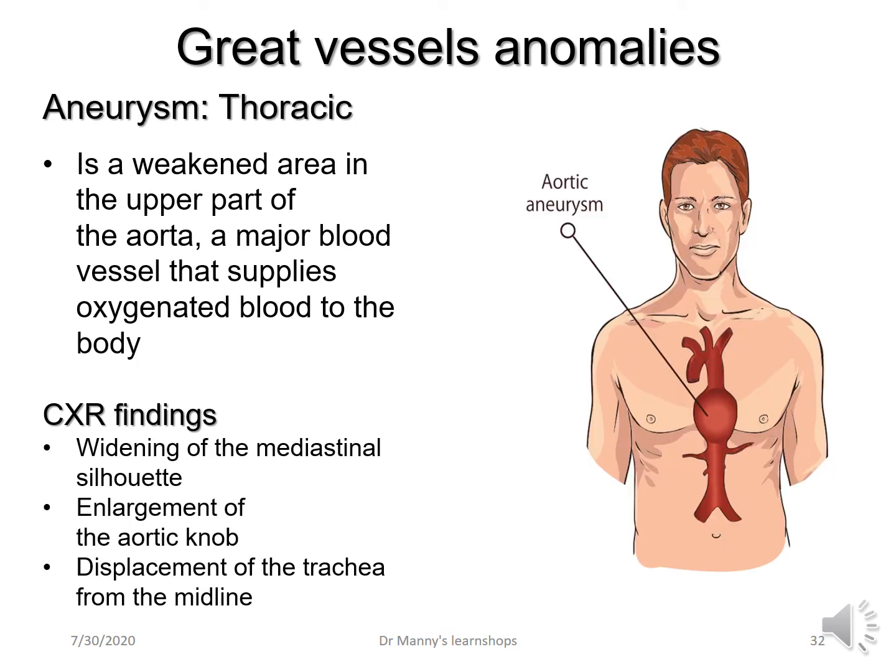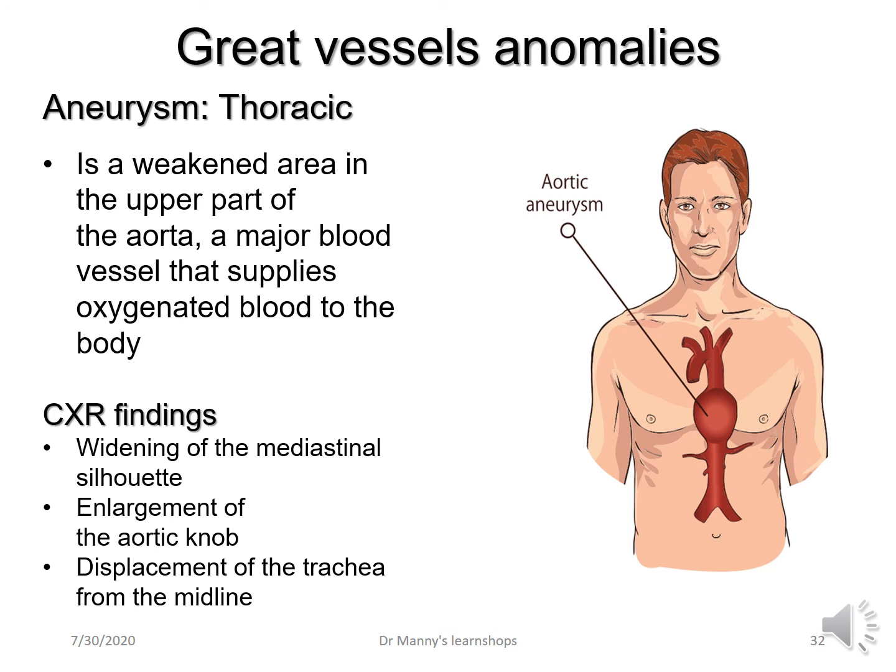Then you've got more common anomalies related to aging adults, and a thoracic aortic aneurysm is one. A thoracic aortic aneurysm is a weakened area in the upper part of the aorta, remembering that the aorta is a major blood vessel that supplies oxygenated blood to the whole body.